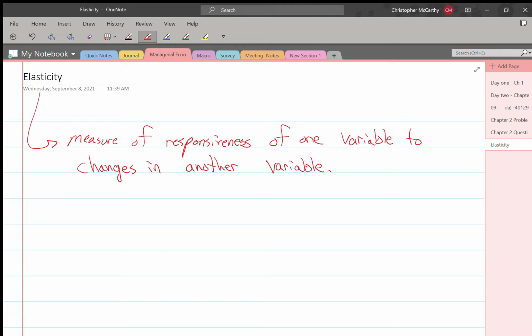And so more specifically, if we were to just go ahead and use some random things here, right? The elasticity between Mickey Mouse and Happy Face would be the percentage change in happiness given the percentage change in how much Mickey Mouse you got in your life.